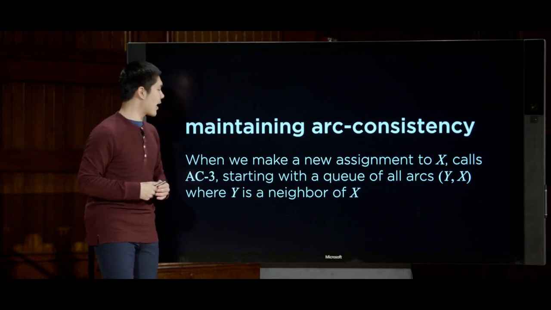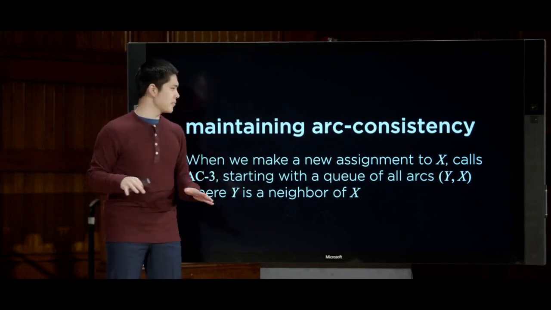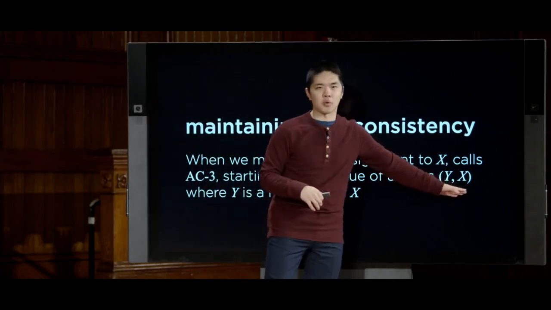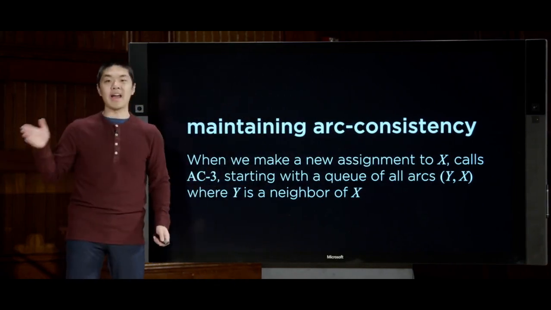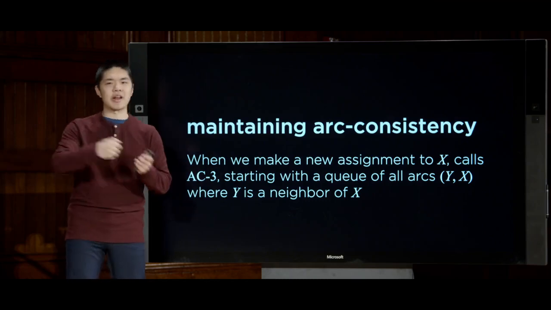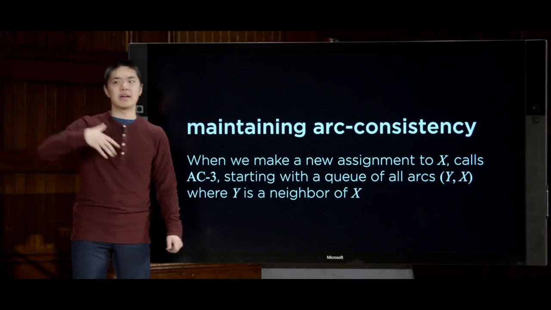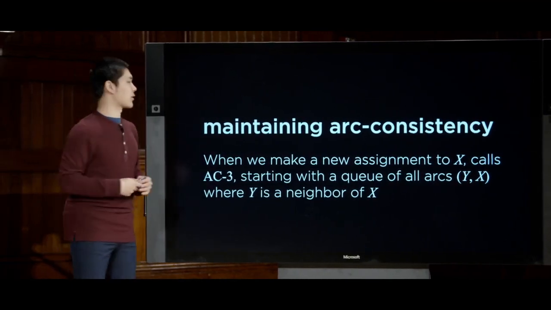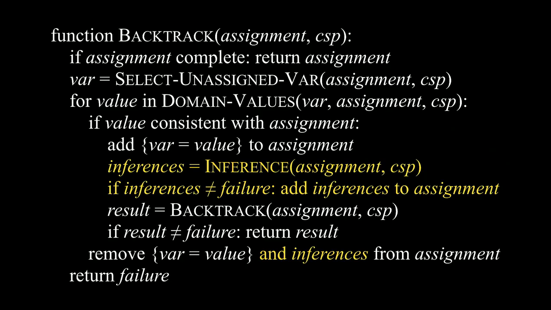And we go ahead and call that, starting it with a queue, not of all of the arcs, which we did originally, but just of all of the arcs that we want to make arc consistent with x, this thing that we have just made an assignment to. So all arcs (y, x), where y is a neighbor of x, something that shares a constraint with x, for example. And by maintaining arc consistency in the backtracking search process, we can ultimately make our search process a little bit more efficient. And so this is the revised version of this backtrack function.